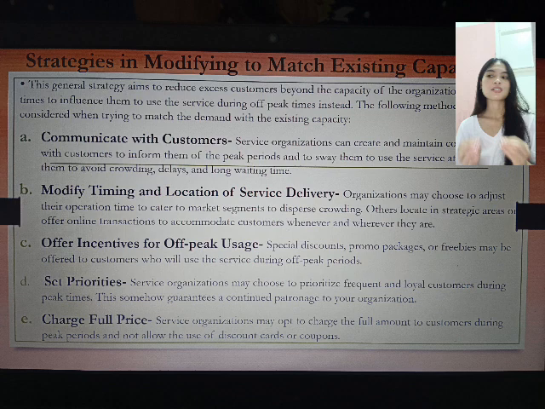Then, the second one is modify timing and location of service delivery. So, organizations may choose to adjust their operation time to cater to market segments to disperse crowding. Others locate in strategic areas or offer online transactions to accommodate customers whenever and wherever they are.